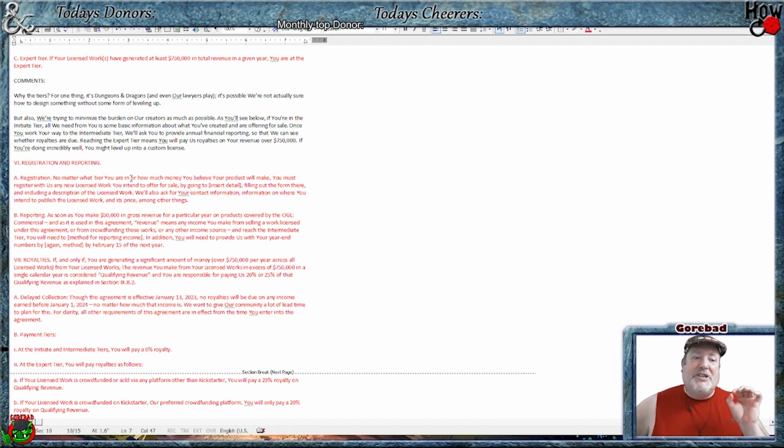Reporting. As soon as you make $50,000 in gross revenue for a particular year, this is kind of hilarious to me, this part. Revenue means any income you make from selling a work's license under the agreement, or crowdfunding those works, or any other income source, and reach the intermediate tier, you will need, in addition, to provide us with your year's end numbers. In other words, yes, Wizards of the Coast wants you to show them your financials. How much money did you make? Prove what tier you belong to.